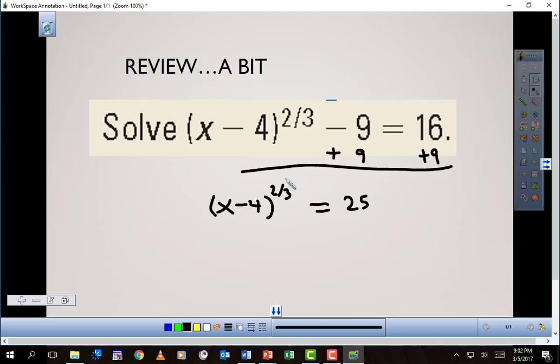Now, you could get rid of this whole fraction at the same time by raising this to the 3/2 power. But I think what I'll do is I'll do this in separate steps. I'm going to raise this whole thing to the 3rd power so that this 3 will cancel off the 3 there. But I also have to do the same thing over here. Okay, so this 3 cancels off this one. So now I have x minus 4 squared is equal to this number, 25 cubed.